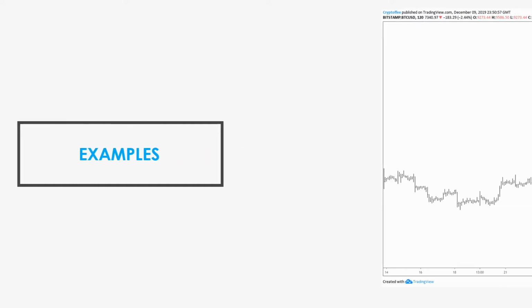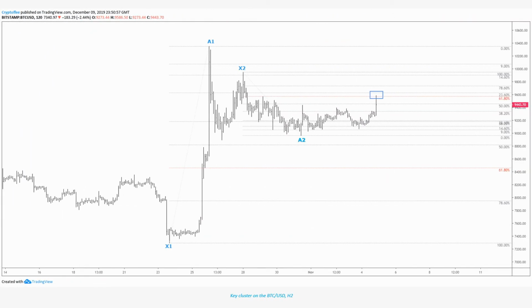This figure shows the BTC-USD cryptocurrency pair where 2 retracements were built on X1A1 and X2A2 trends. Under this construction, we can see a resistance cluster as the price approaches it. This cluster consists of 2 retracement levels, 23.6% of the X1A1 trend and 61.8% of the X2A2 trend. As both are key levels, the price area would act as a resistance cluster.